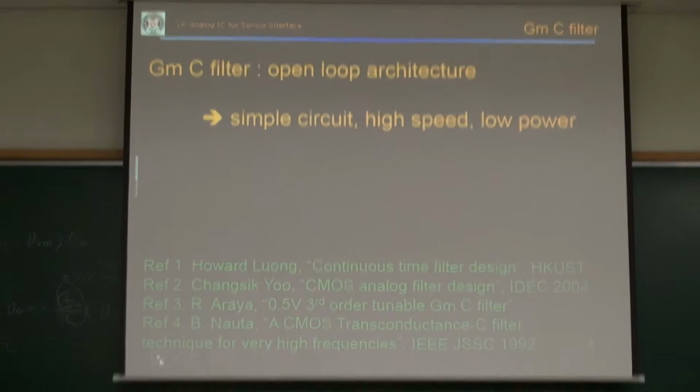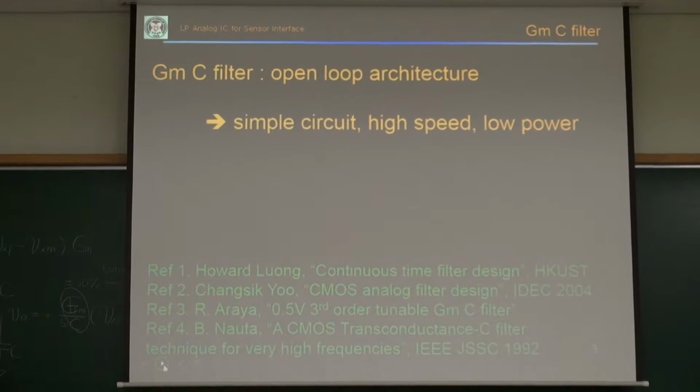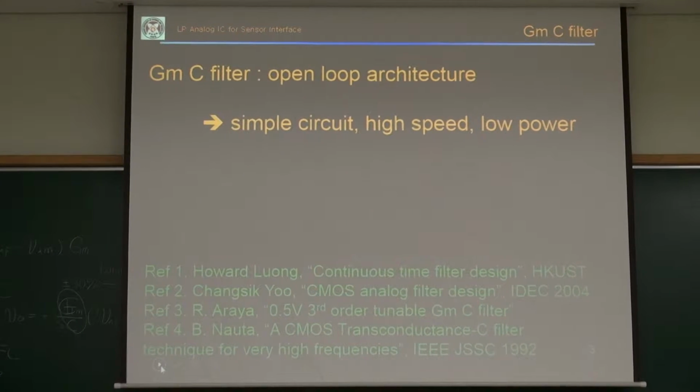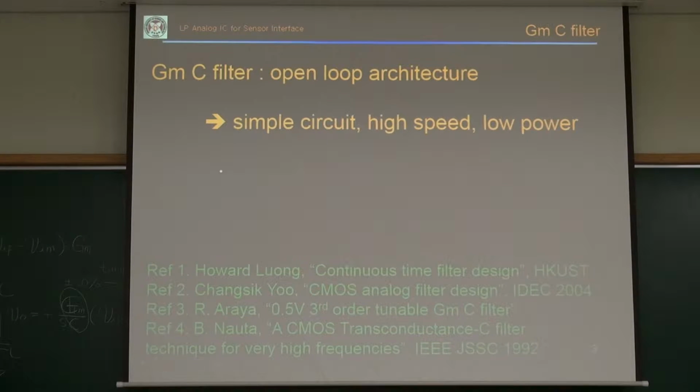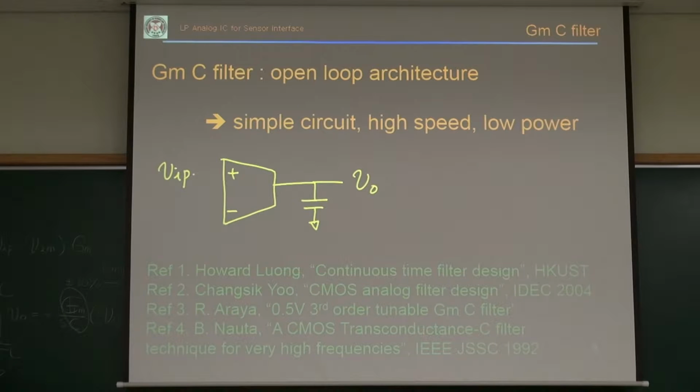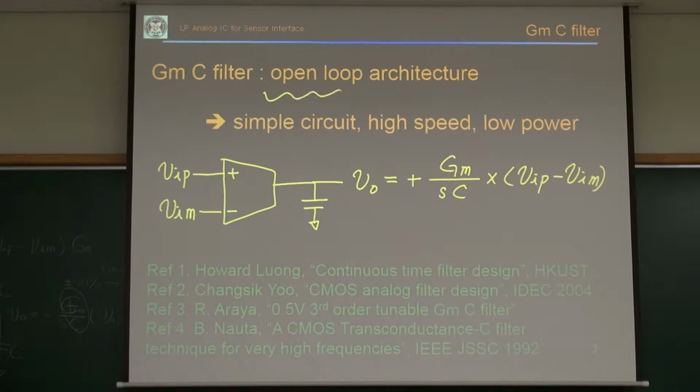The advantage of this GMC filter is that it's an open loop architecture. You saw the integrator is an open loop circuit, right? In the GMC, this GMC integrator is only this one, and then this VO is just plus 1 over SC over GM times. So it is an open loop, right?